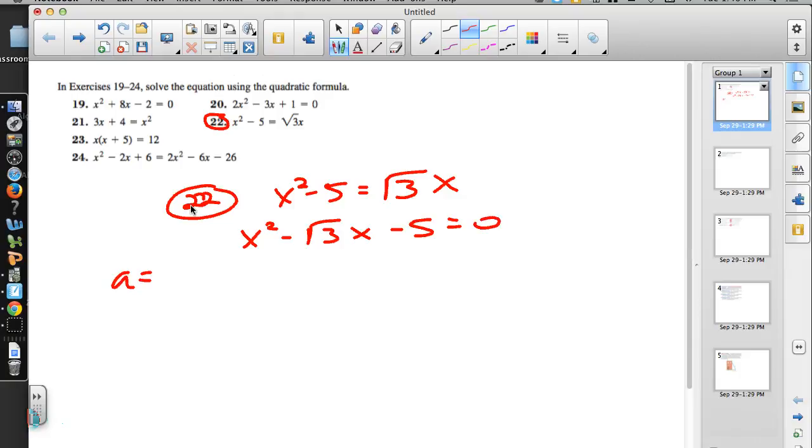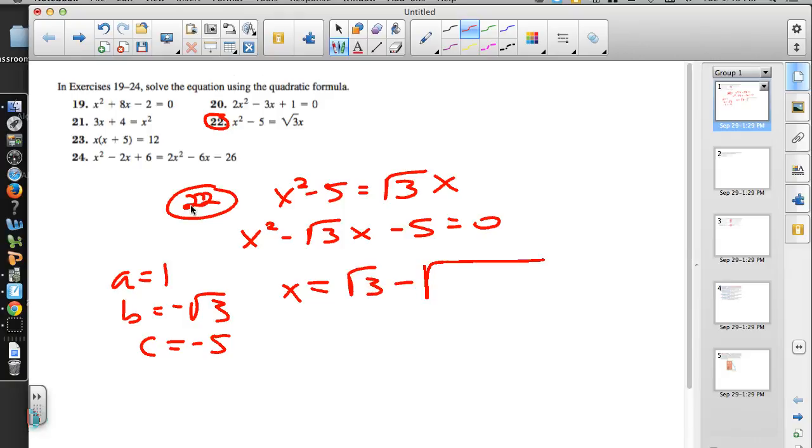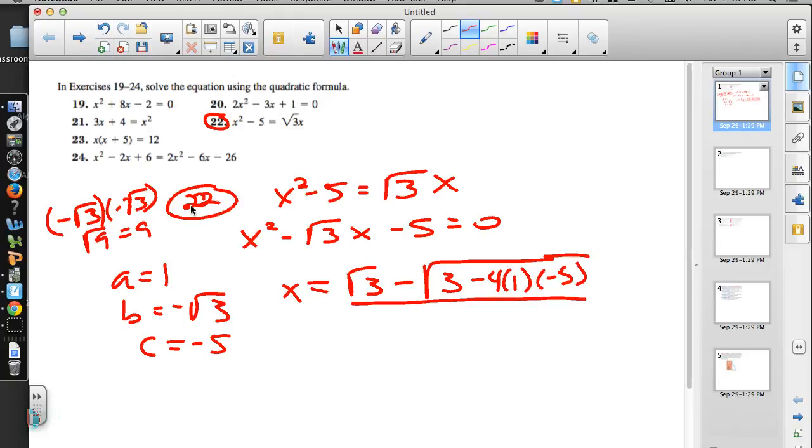And here's where it gets awkward. Our a is a 1, but our b is a negative square root of 3, and our c is negative 5. So x equals negative b, which would be the negative of negative square root of 3, which is the square root of 3, minus the square root of b squared. Well, that's going to be negative square root of 3 squared. So that will be negative square root of 3 times negative square root of 3, which would be a positive square root of 9, which is just 3, minus 4 times 1 times negative 5 for AC, all over 2a.